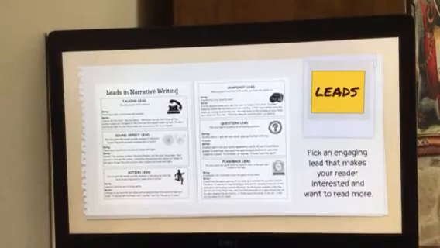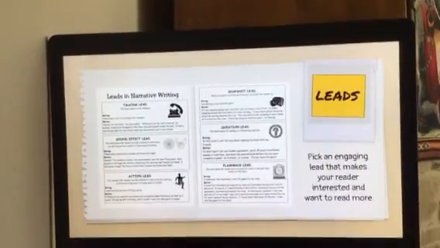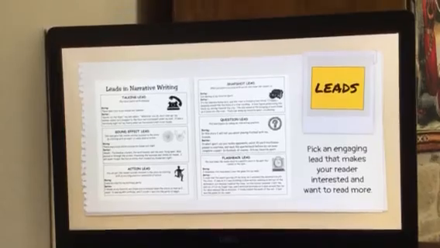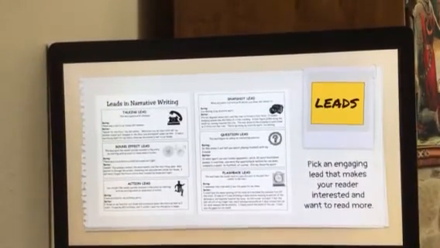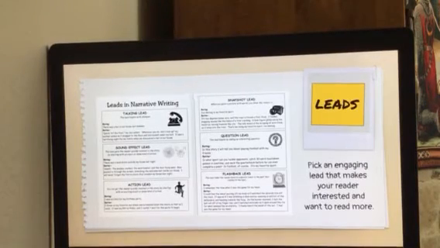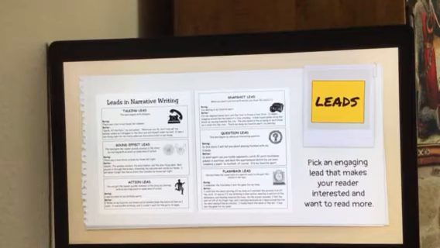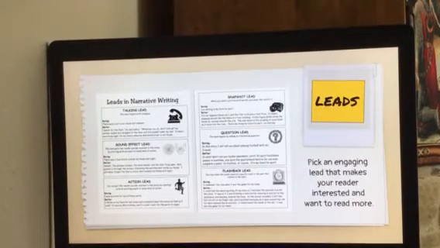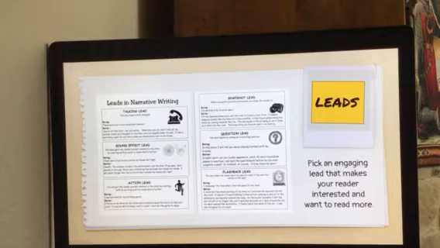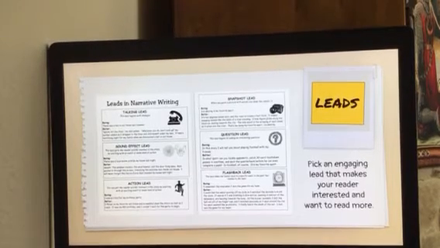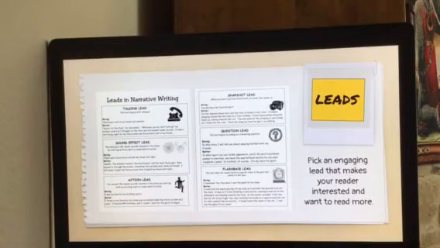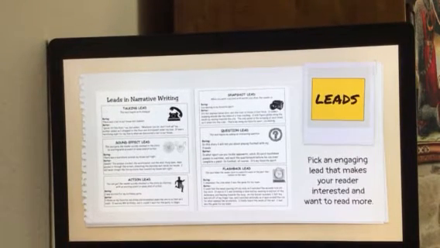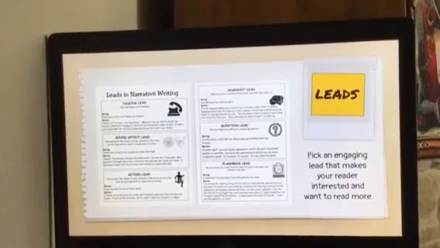This should look familiar. These leads are also in your writing binder. You can get a copy of this if you don't have your binder with you by clicking on the link in your checklist. We did 6 different types of leads at the beginning of the school year: a talking lead, a sound effect lead, an action lead, a snapshot lead, a question lead, and a flashback lead. You want to pick an engaging lead that makes your reader interested and want to read your story.